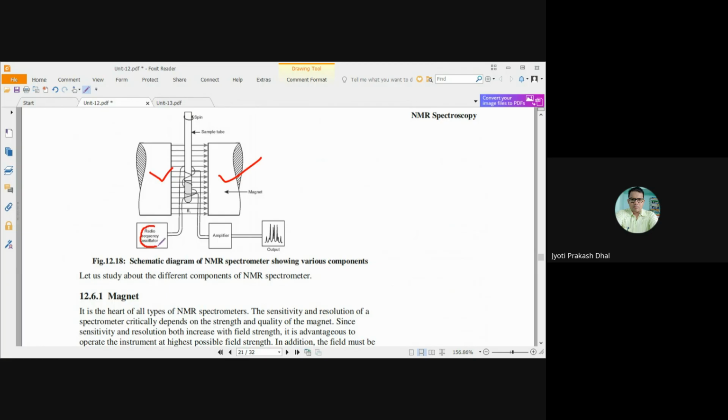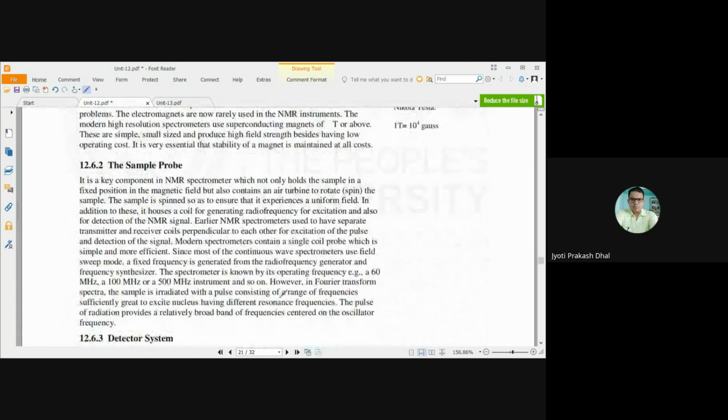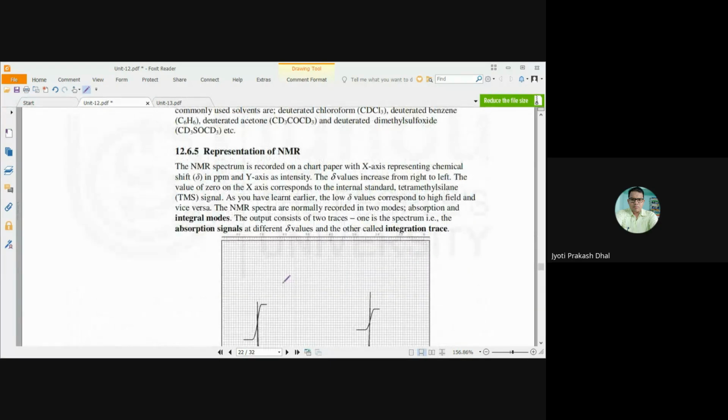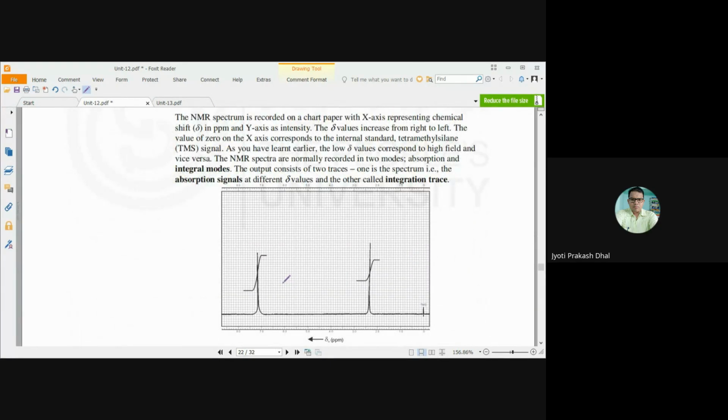And here that is the radio frequency oscillator. The sample is irradiated with different radio frequency electromagnetic radiation. After that, it will undergo resonance, and that will be amplified to a signal, and this is the output device. So this is the typical representation of NMR.